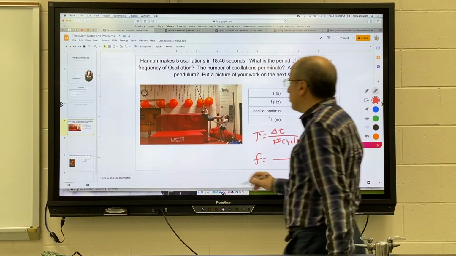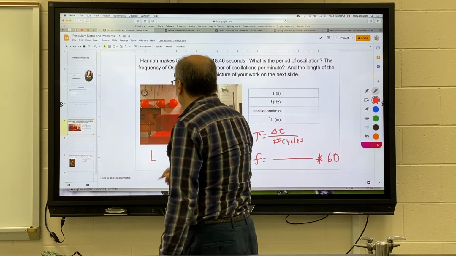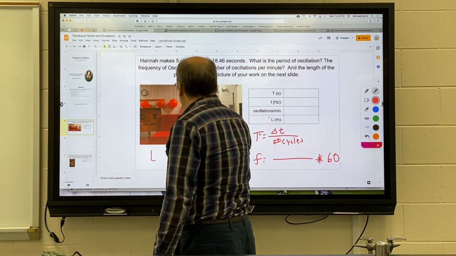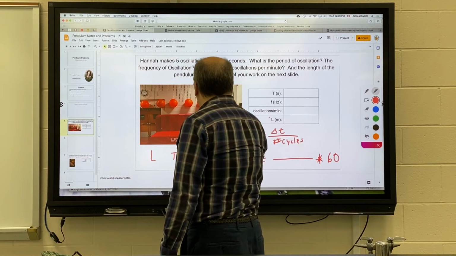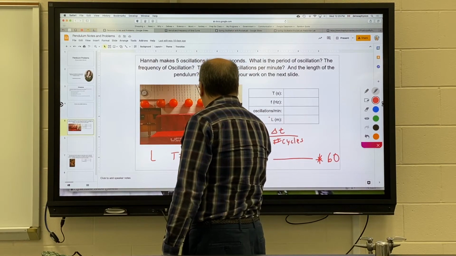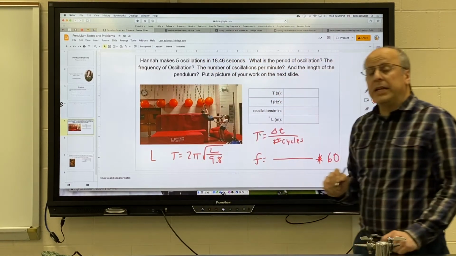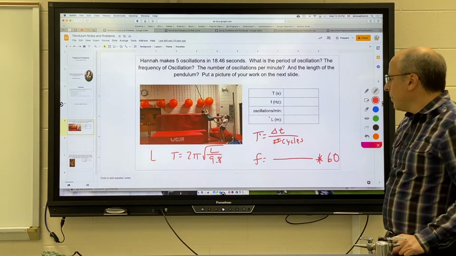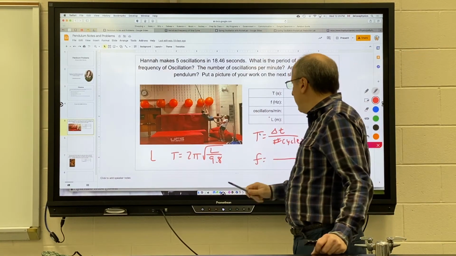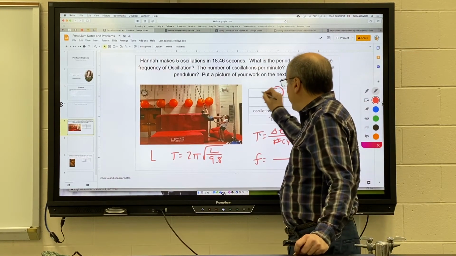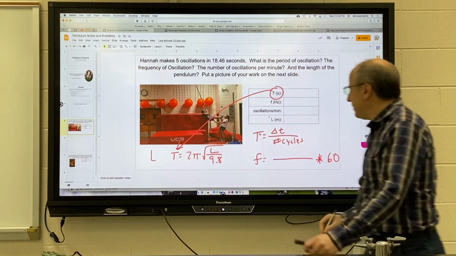The length is the tricky part. To get the length, you want to use your period equals 2 pi square root of length over 9.8. Be very careful with your algebra and solve it for L. Whatever you had for period gets put in here.